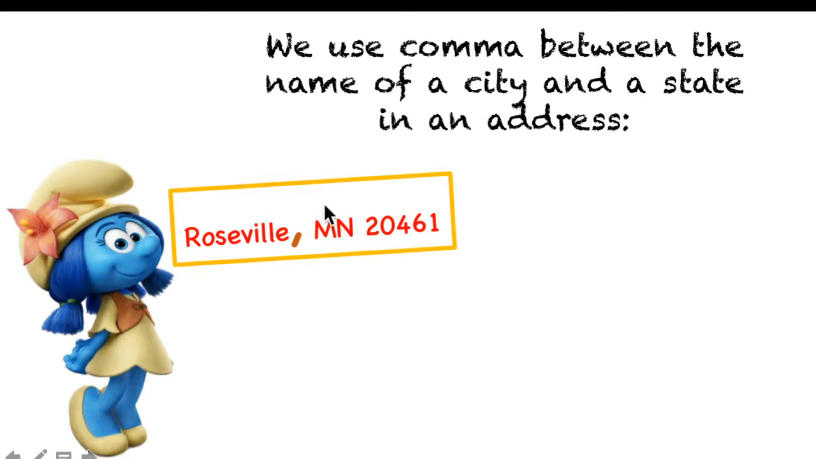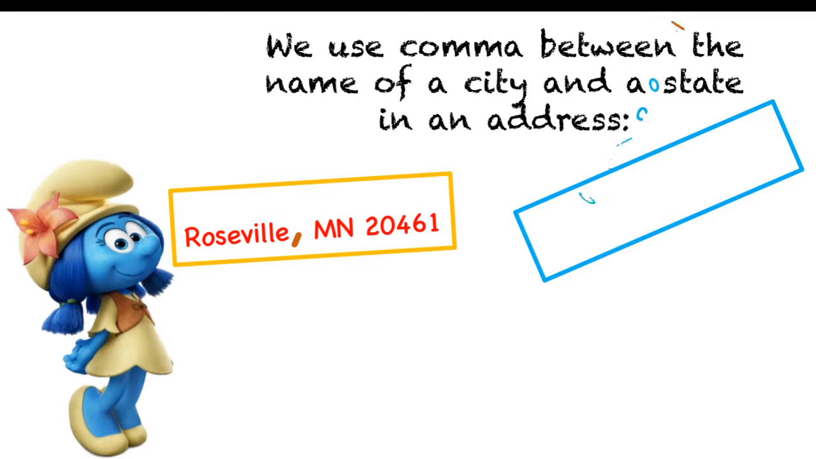Following the name of the city is the state. Sometimes you will find the complete name of the state, and sometimes you will find only what we call abbreviations, the short letters that stand for the name of the state, like this one. MN stands for Minnesota. And then we have a zip code. If we have the address with 3 parts, you have to put the comma after the city to separate the city and the state.